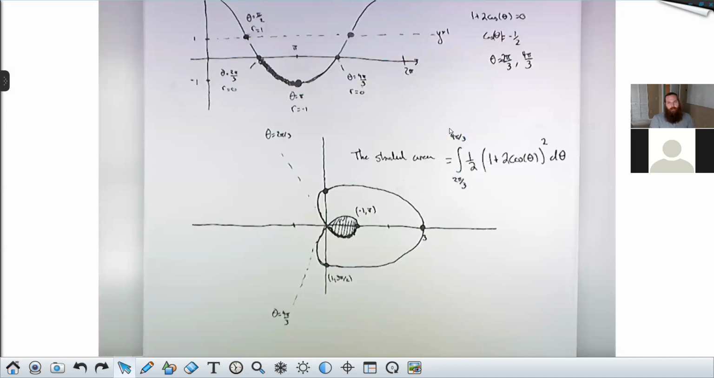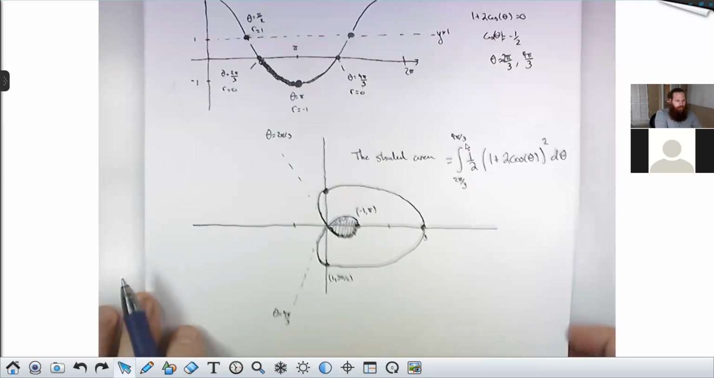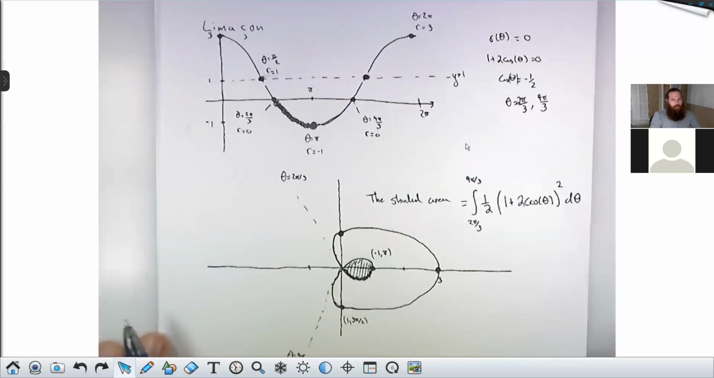You'll see this in Calc 3 too. When you talk about coordinate changes, like u-substitution basically, in higher dimensions, by far the hardest part is figuring out how the bounds change. That's why I emphasize that so much when we started off in this course. So let's go ahead and calculate that integral. First, any questions about how we get this polar graph from this rectangular graph?